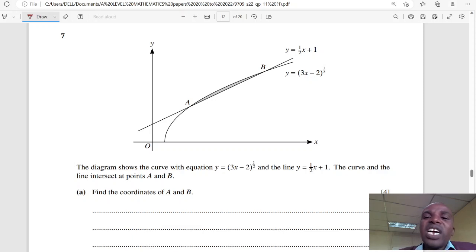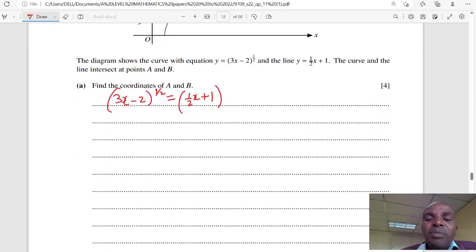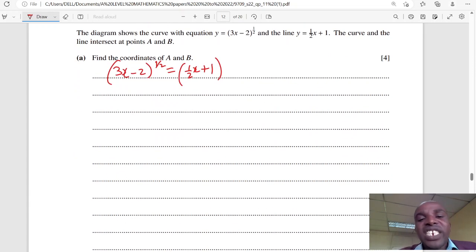We are given that y is equal to half x plus 1 and y is equal to 3x minus 2 to the power half. So you just take the two items and say 3x minus 2 to the power half is equal to half x plus 1. You equate them, then you can find the values of A and B. These are the coordinate points of intersection. So to the power half, you raise both sides to the power 2. You square both sides such that you get 3x minus 2 is equal to half x plus 1, then to the power 2.